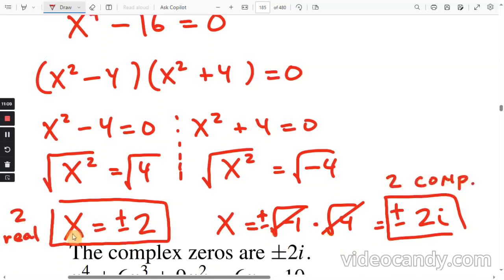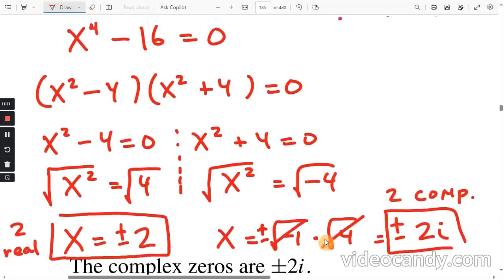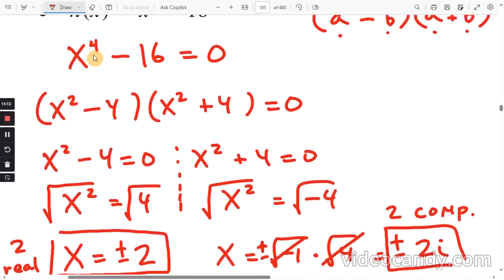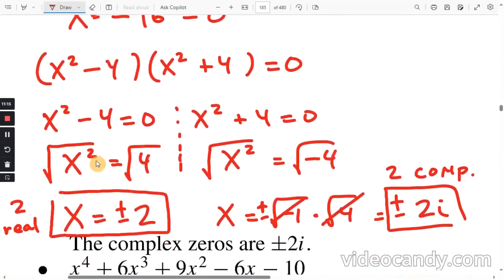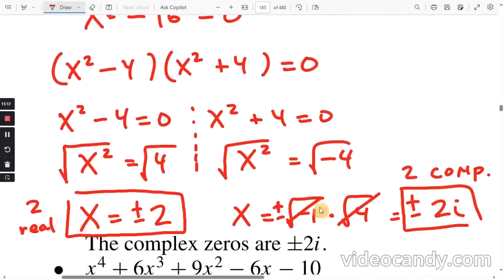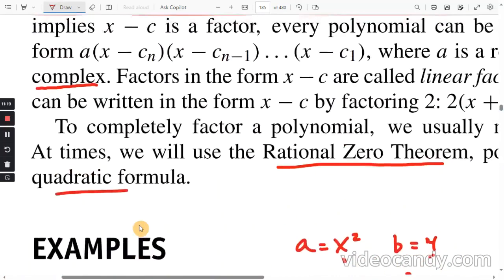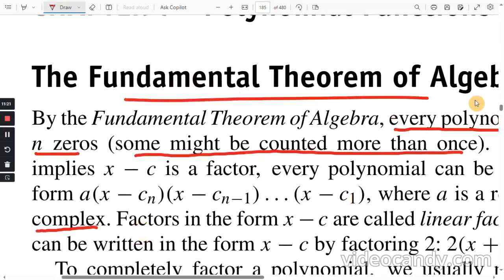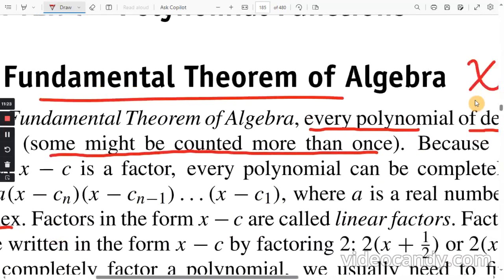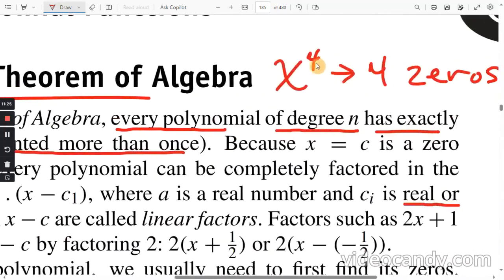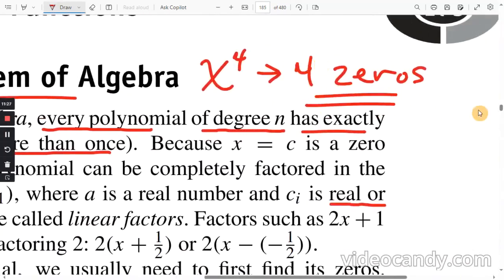So 2 and 2, that's 4 solutions. The exponent was 4, x to the 4th. So that's why we wound up with 4 zeros. Okay, and that is the fundamental theorem of algebra. The highest exponent is how many zeros you're going to have. Can't guarantee that they're going to be real zeros.